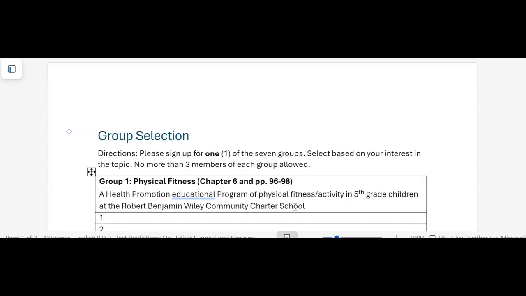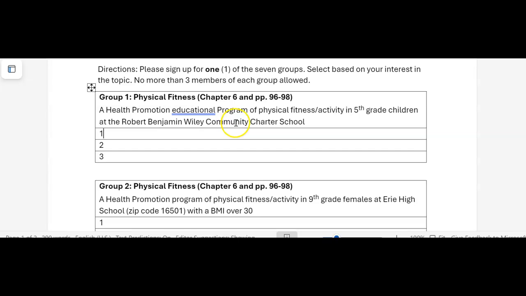This is a school in Erie, and you're going to learn more about both the school and, at Mercyhurst, what we're doing with members of the school, as well as looking at what you would do for 5th grade children to enhance physical fitness. So that's one of them.